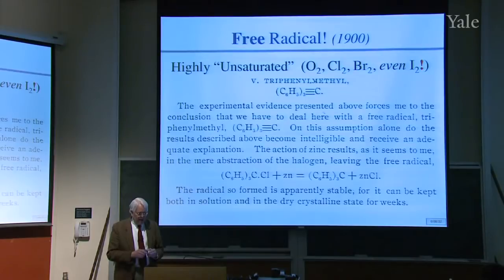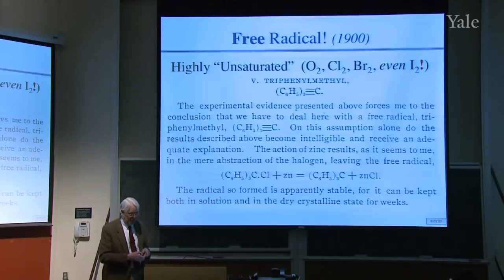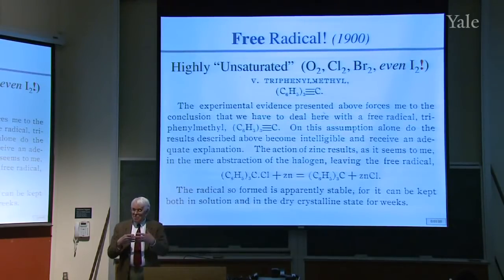He said, triphenylmethyl, the experimental evidence presented above forces me to the conclusion that we have to deal here with a free radical. Remember where radicals came from? Remember it was the nomenclature in the 1830s and the organic radical. And at first they thought they were real things. Kolbe thought he had made methyl, but in fact he had made the dimer, ethane, right? And then from then on, radical was just a name. It wasn't something that was real. It wasn't the organic element, right? Here he tried to make the dimer, hexaphenylethane, but concluded that he had the monomer, triphenylmethyl free radicals, right?